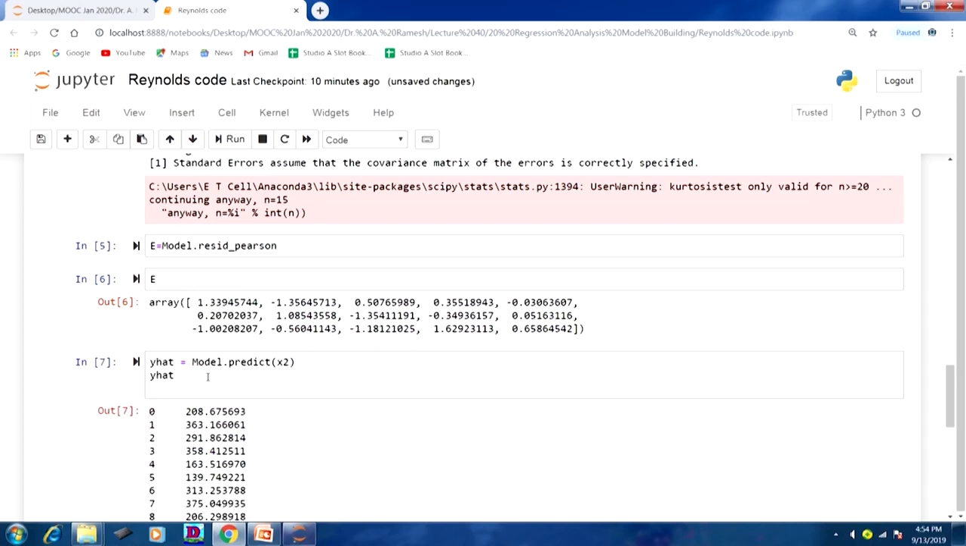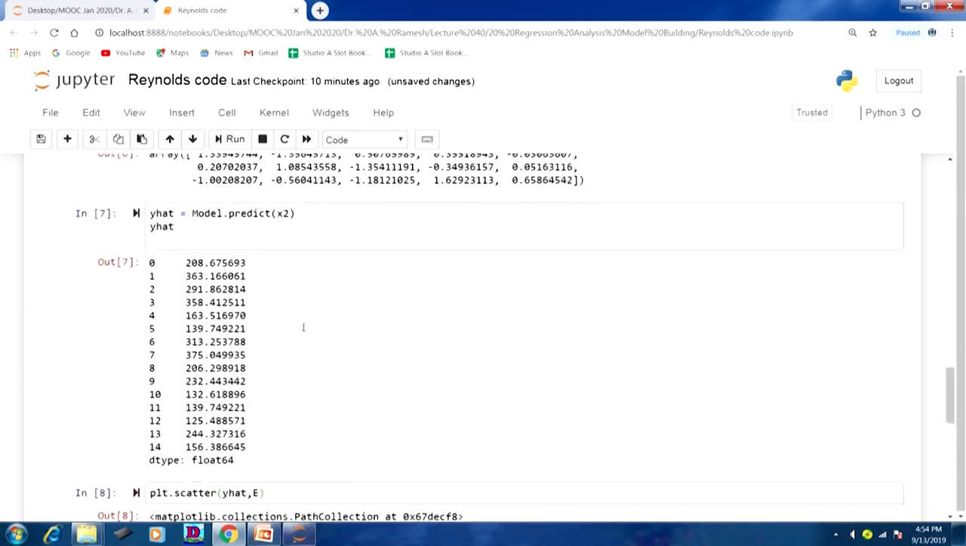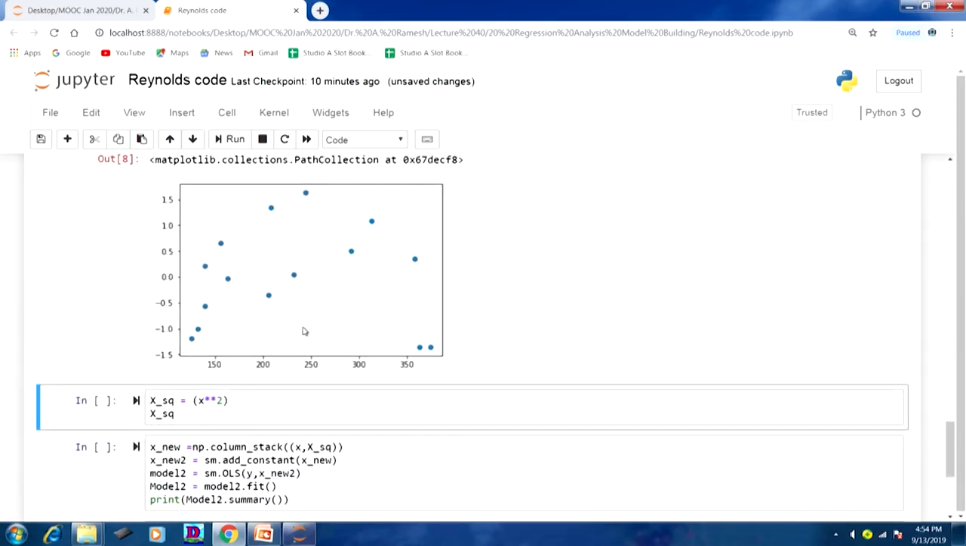This is my y hat, that is y predicted value. Now I am going to draw the scatter plot between y hat and standardized residual. Look at this one, there is a curvilinear relationship, it is not the straight line, it is not coming in the rectangular shape. So it is suggesting us that instead of going for linear relationship, you go for nonlinear or curvilinear relationship, that may be the better model for the given data set.